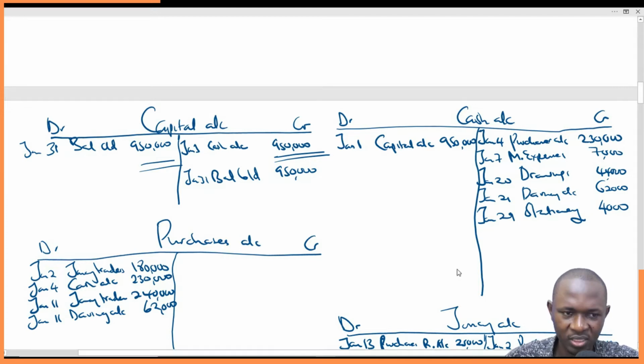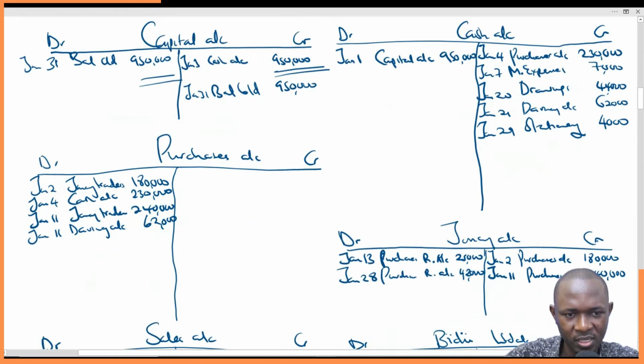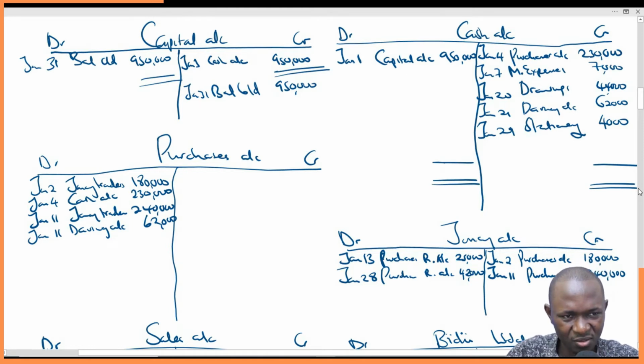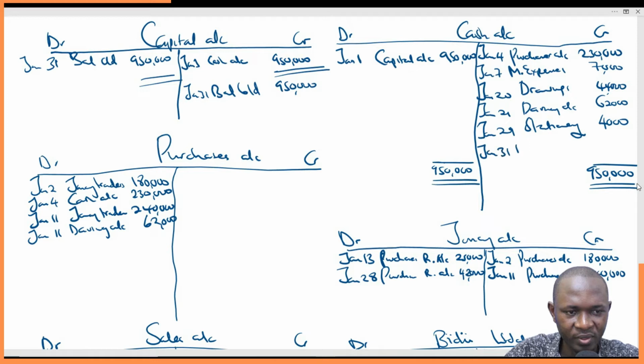Then for this cash account, we'll have to get the totals on the debit side and the credit side. The side with the highest figure will carry the day. By just looking at those figures, you can see 950,000 carries the day. That is the huge figure here. You compare the debit and credit side, whichever side has the highest figure will be used as the balancing figure. So this is how you put the balancing figure, 950,000. Then the difference will come here as the balance carried down.